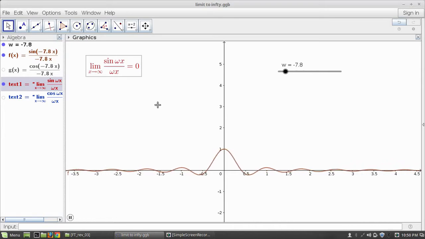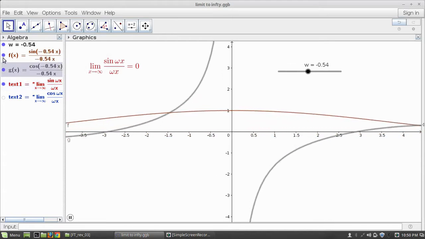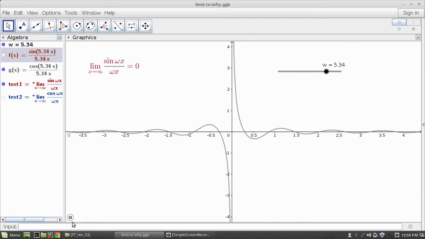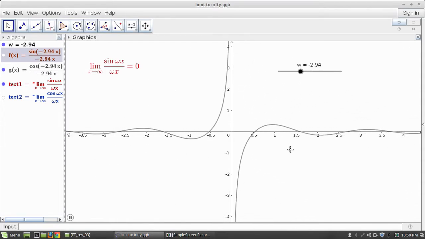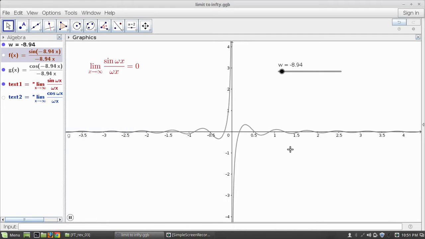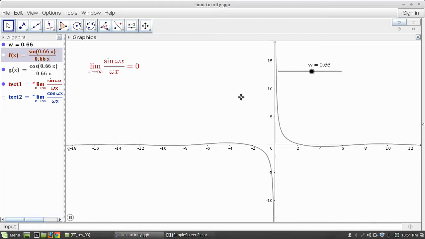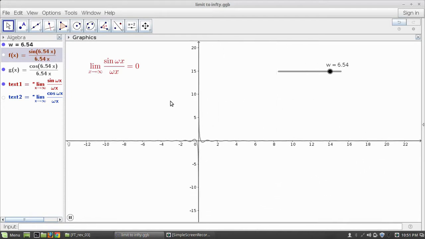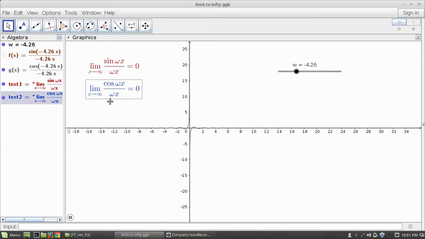And similarly, we can compute the limit as x tends to infinity of cos omega x by omega x. So we are considering the next function, cos omega x by omega x, for different frequencies. This is the shape of cos omega x by omega x. As before, we can observe what happens as x tends to infinity. When x is very large, the function goes to 0. So we can conclude that limit as x tends to infinity of cos omega x by omega x is equal to 0. These two limits are applied in our computation.